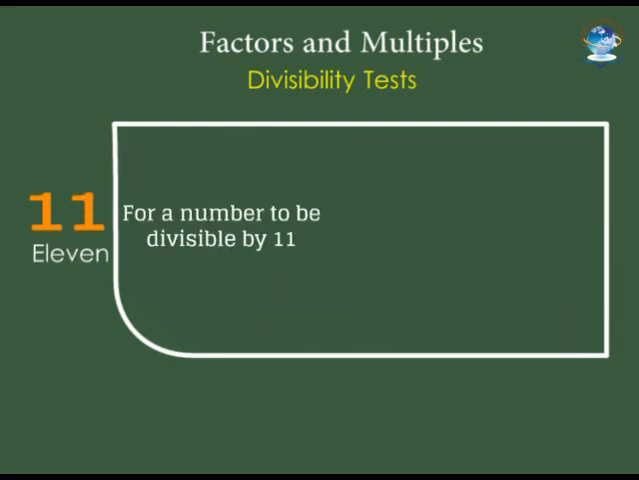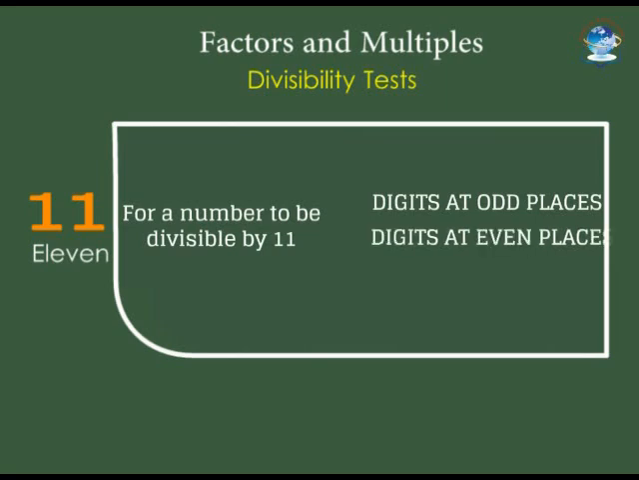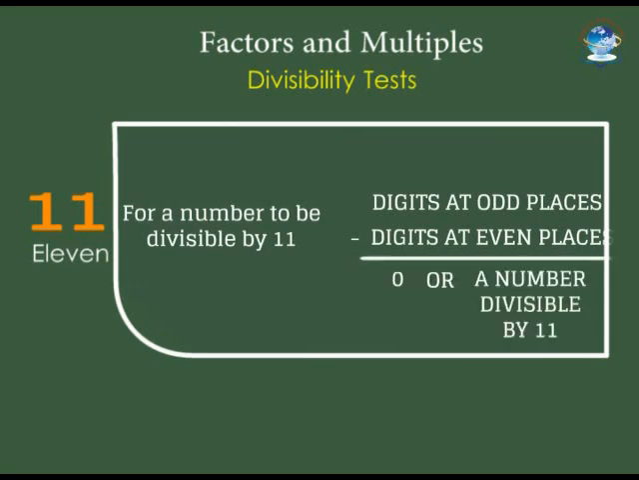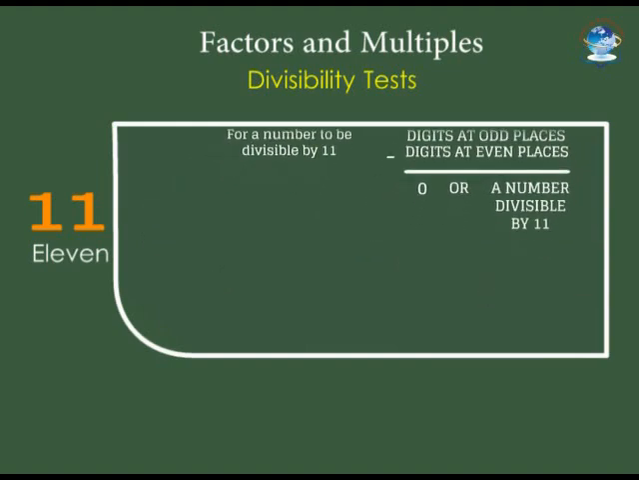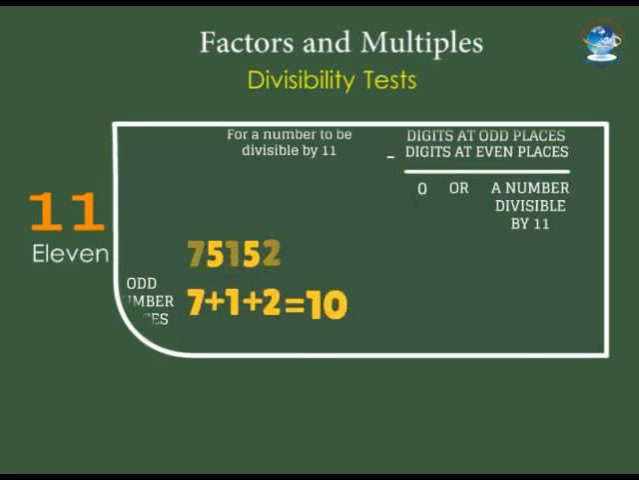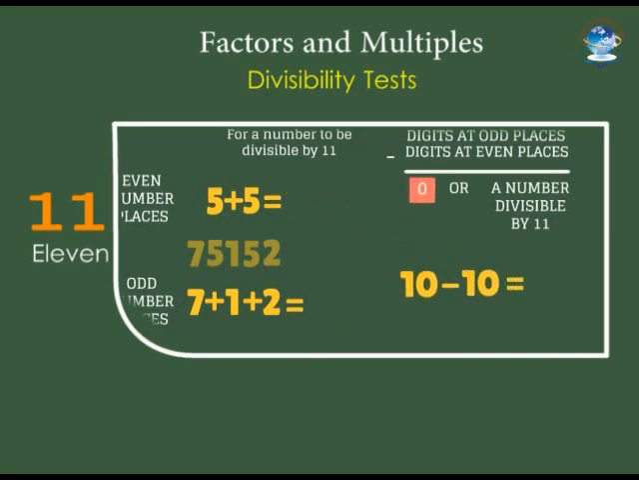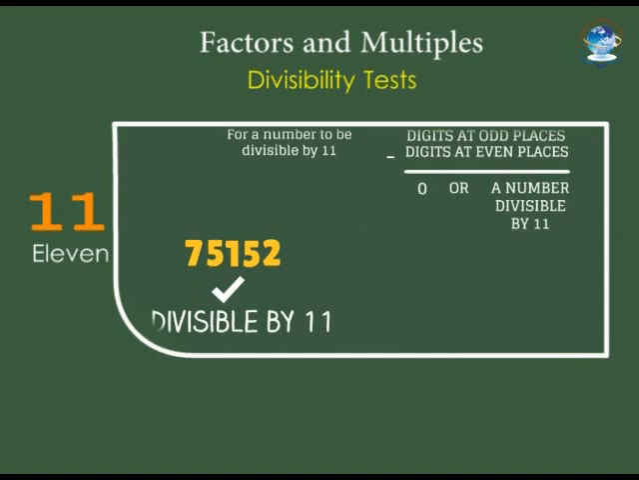For the number 11, we add all the digits in the odd number places and add all the digits in the even number places. We subtract the result. If the result is 0 or a number divisible by 11, then the entire number is divisible by 11. Take 75,152. The sum of digits in odd number places is 2 plus 1 plus 7, which is 10. The sum of digits at even number places is 5 plus 5, which again is 10. The difference is 0. And so the number 75,152 is divisible by 11.